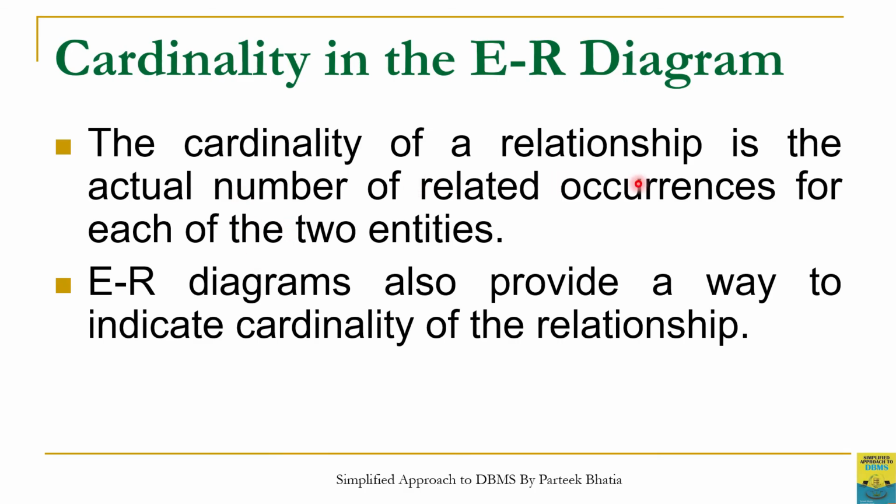The cardinality of a relationship is the actual number of related occurrences for each of the two entities. It means cardinality indicates the actual number of related occurrences of the entities in the relationship. Actually, every relation has two characteristics. One is cardinality and another is connectivity.